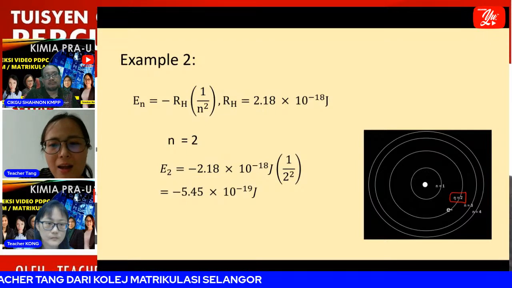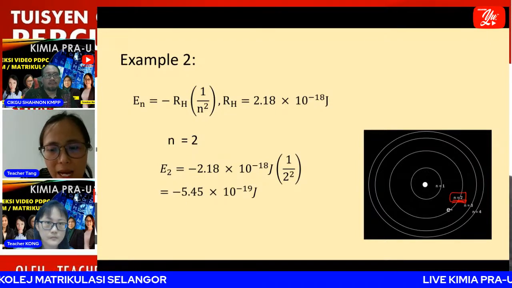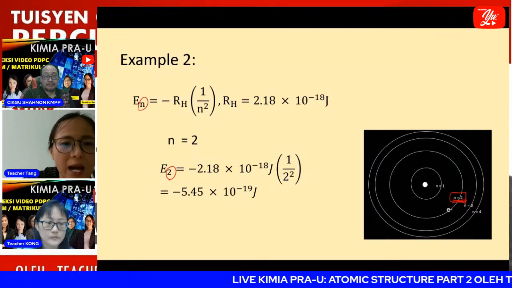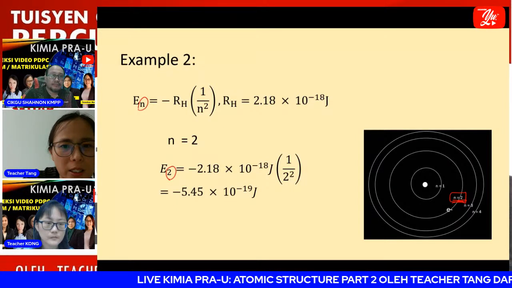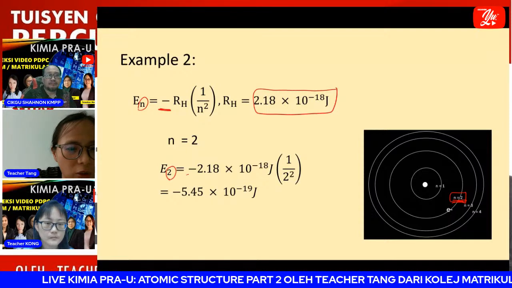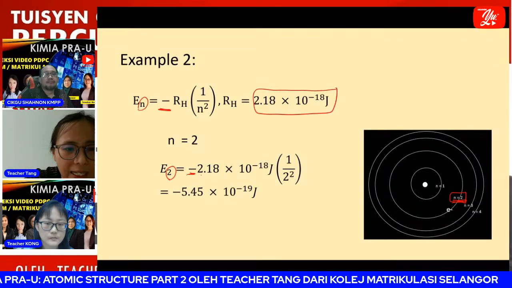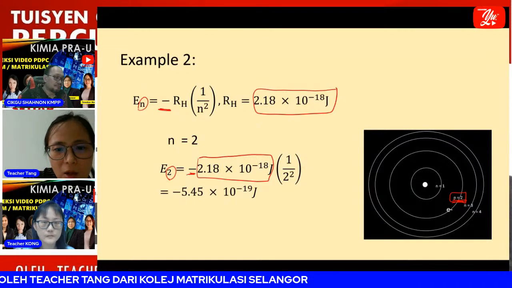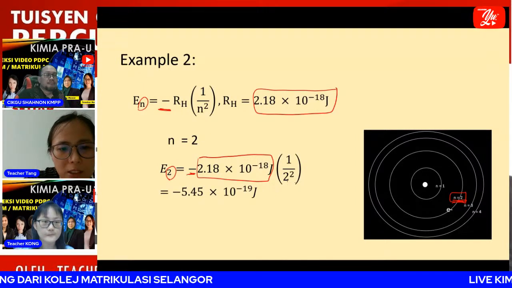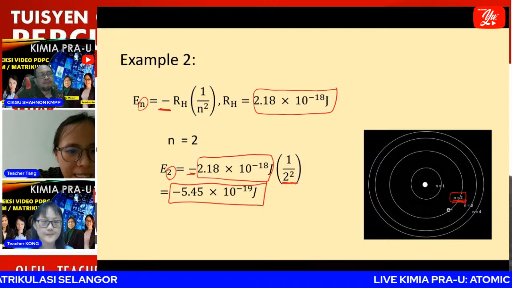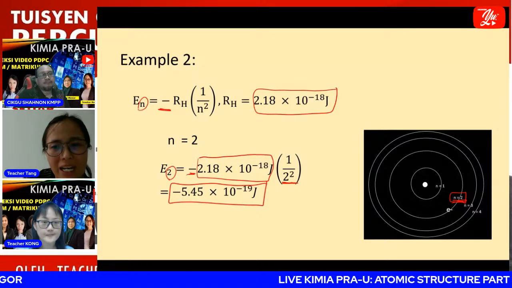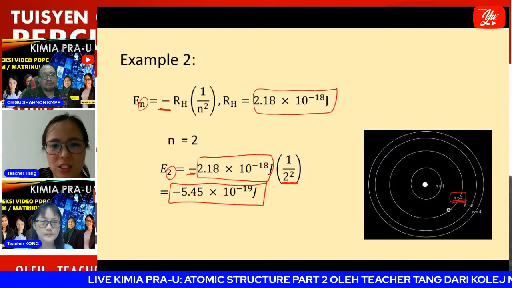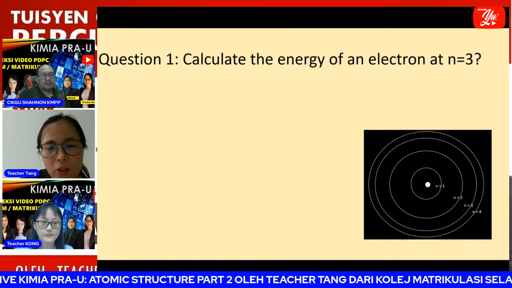So now it is at the second orbit, energy level n equals 2. So we just need to substitute n with 2. R_H is the Rydberg constant. So the formula with the negative, you need to put that in. So this is the Rydberg constant. Now it is at the second orbit, energy level n equals 2. So substitute in, and this is basically the energy of the electron when it is at the second orbit, or second energy level. So now my first question.